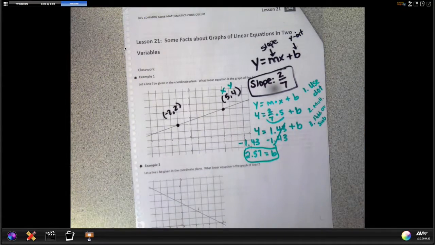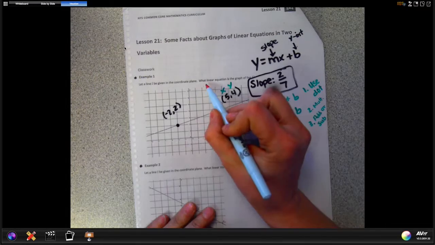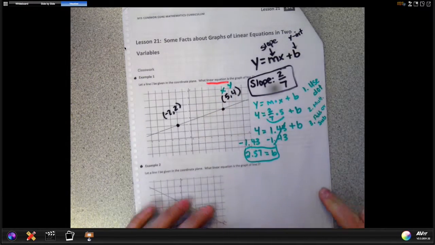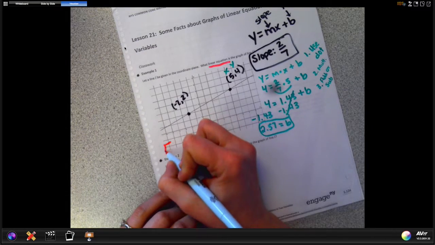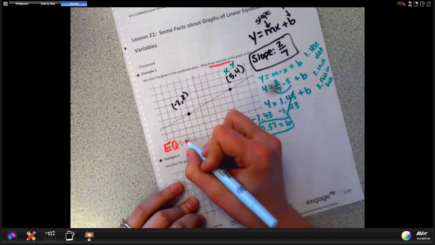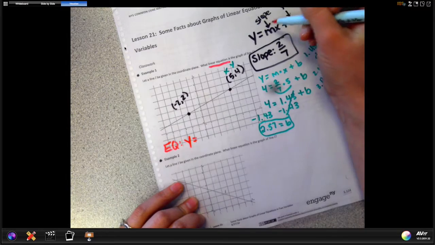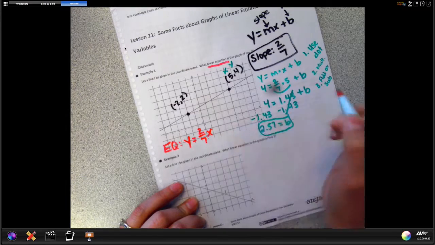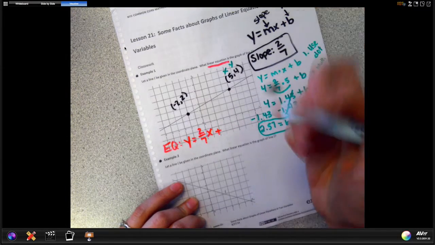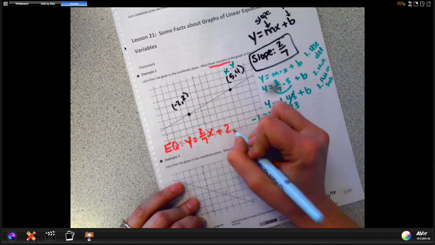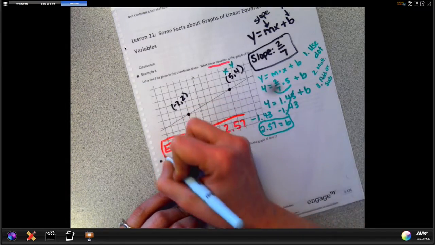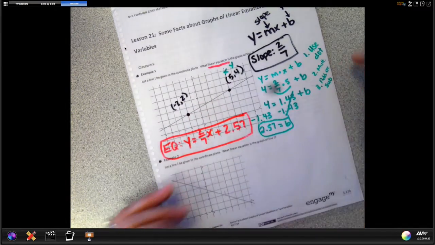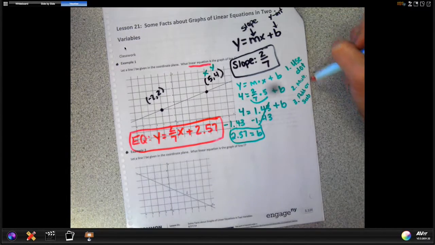So now that you have everything you need, you can write your final answer, because it says give the linear equation. Our linear equation is going to be this, and I'm going to write it over the graph. Our equation is y equals, and instead of m, I have a slope of 2/7, x plus, and instead of b, I have the y-intercept that I found, 2.57. And this is your final answer. So for all of these problems, it's the exact same process every single time.